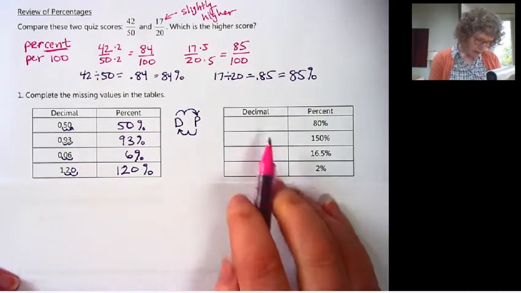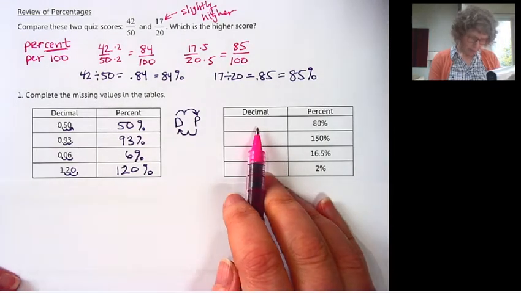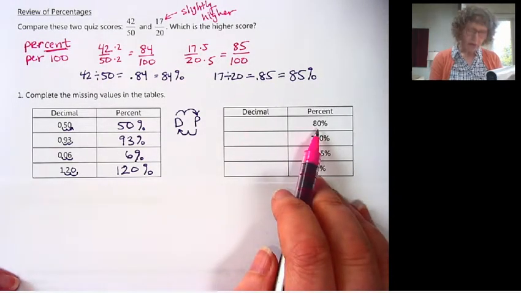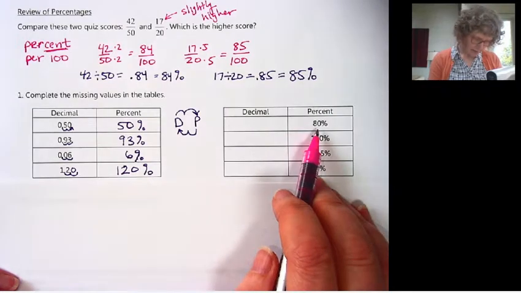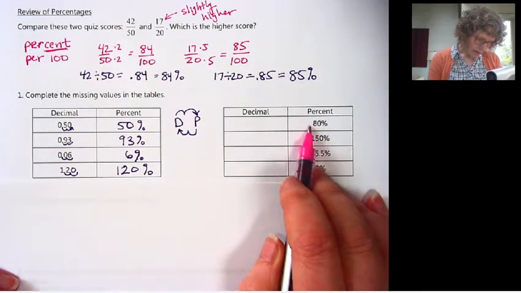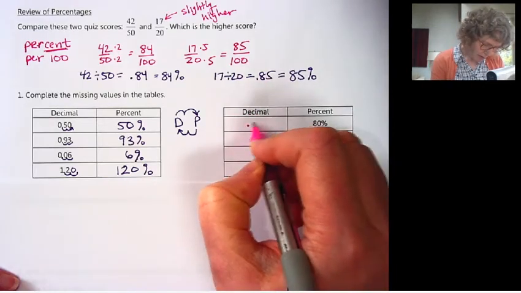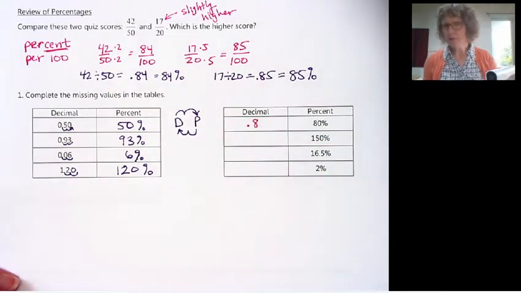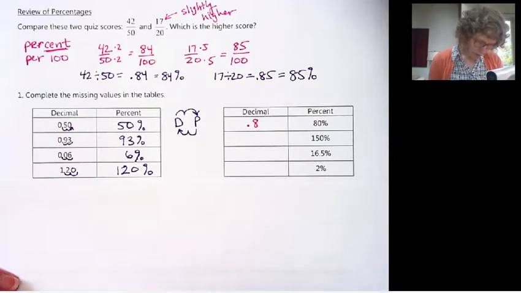Okay, let's go the other way. We don't have the decimal, but we have the percentage. So again, test yourself by pausing this. 80% is less than 100, so it's going to be 0.8 or 0.80. You can always write a 0 afterwards.